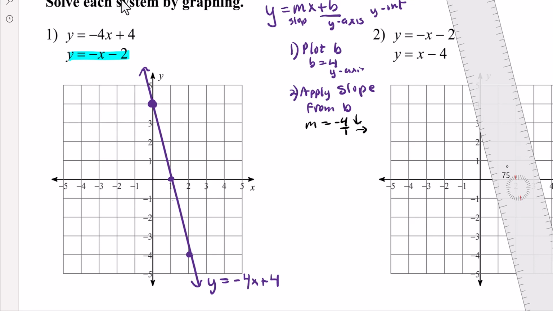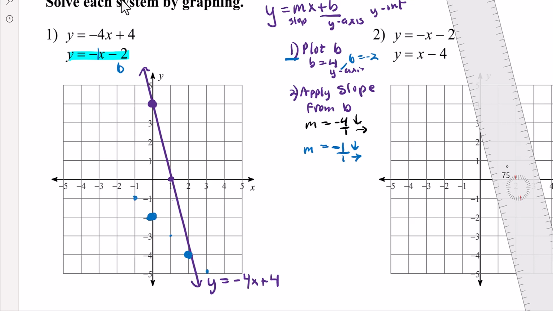Well, its b value is negative 2. So again, we're going to plot. So the second b value is negative 2. So we're going to put a solid dot at negative 2. The second slope is that invisible negative 1. So down 1 over 1. So from the b value of negative 2, we're going to go down 1 over 1, down 1, right there, down 1 over 1.